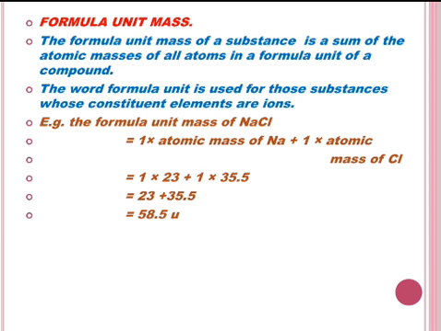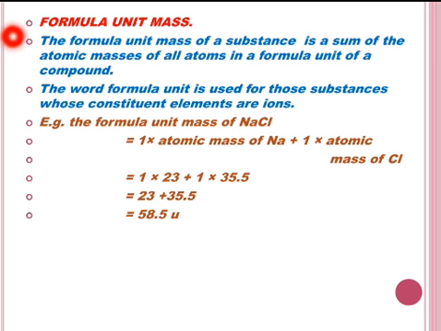Secondly, there are ionic compounds that are formed by the combination of metals and non-metals. Metals form cations and non-metals form anions. These cations and anions in an ionic compound are held together by ionic bonds. So we use the term formula unit mass to calculate the mass of these ionic compounds.